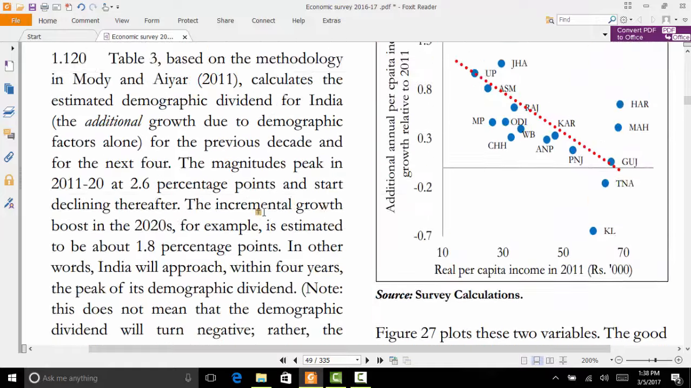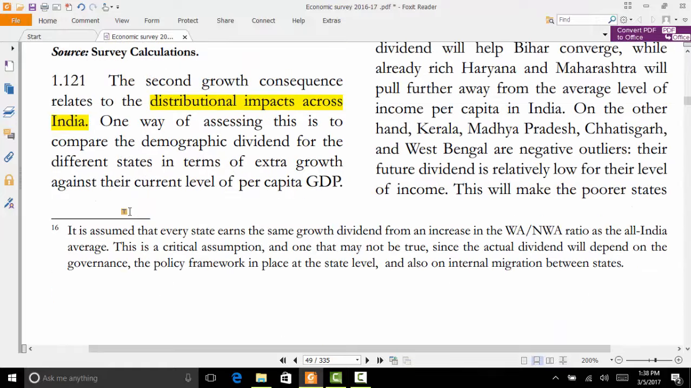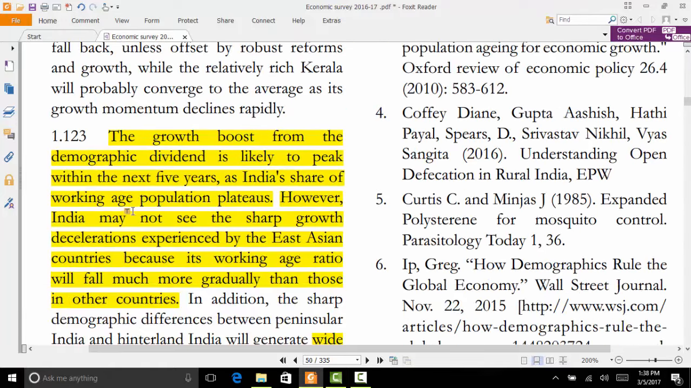So remember this data from earlier: overall the peak will be reached in the early 2020s for India as a whole, and peninsular India will peak around 2020, while hinterland India will peak around 2040. On the next page, 34, we discuss how the growth boost from the demographic dividend is likely to peak within the next 5 years as India's share of working age population plateaus. However, India may not see the sharp growth deceleration experienced by the East Asian countries because its working age ratio will fall much more gradually than those in other countries.